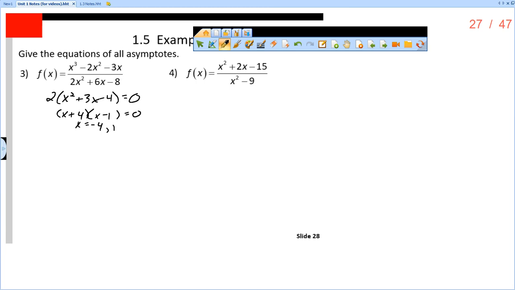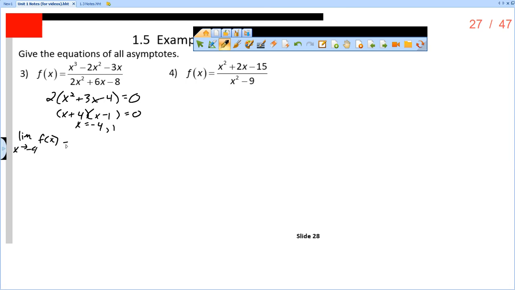So now what does that mean? That means that -4 or +1 are potentially vertical asymptotes. We can't just say that they are vertical asymptotes because remember, we need to evaluate the limit as x approaches -4 and the limit as x approaches 1. So we're going to evaluate the limit as x approaches -4 of f of x, and f of x is given to us up there.